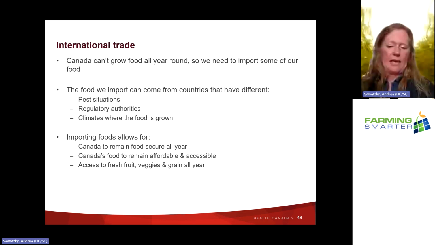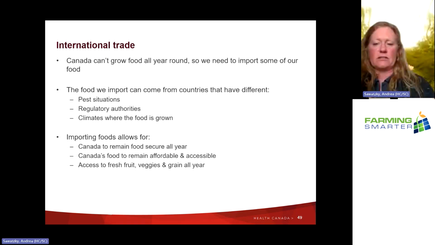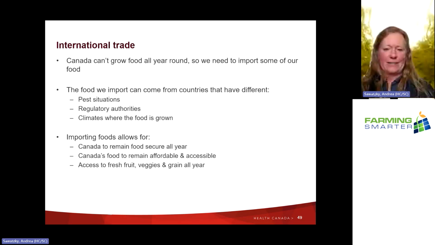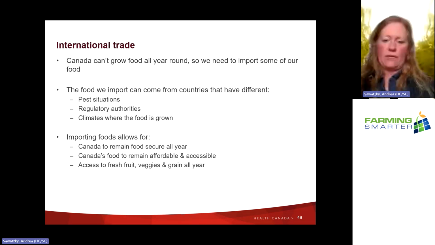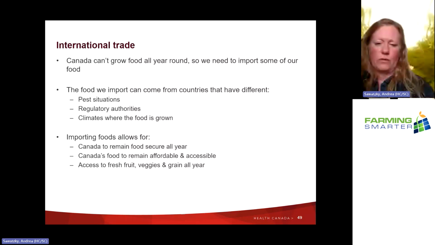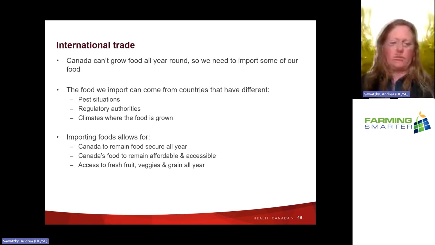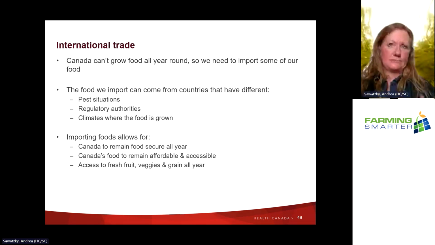So if we can't produce food year round, that means we need to import some of our food. If we need to import, then we need to maintain reliable access to affordable and nutritious food for all Canadians. So before we import, the country we import from has to comply with the requirements of Health Canada, as do the growers within Canada. So the MRLs are the same for both. It's not like anyone gets a leg up over the other. So I'll just leave it at that.